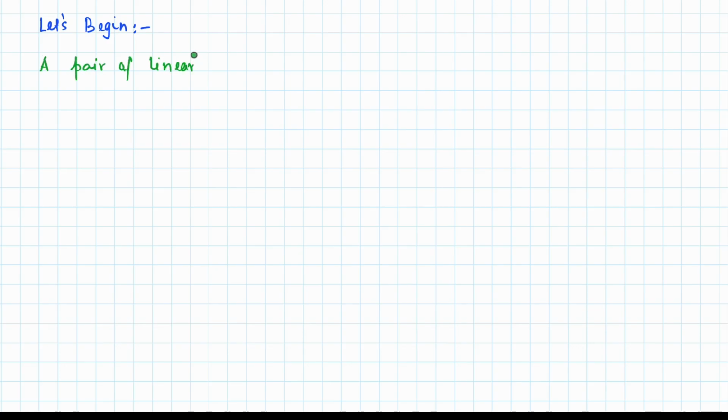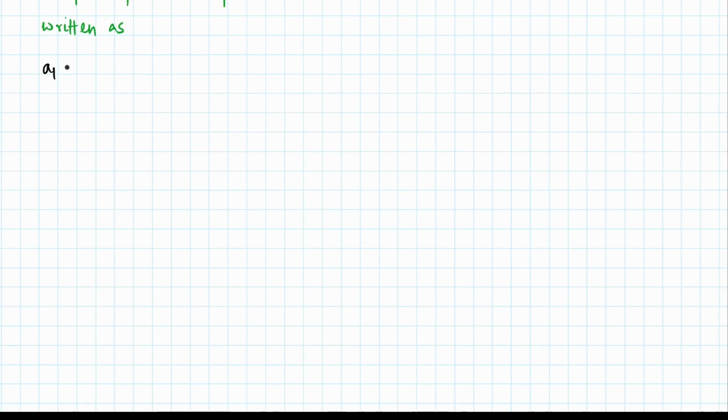A pair of linear equations can be written in the standard or general form. We can write it as a1x plus b1y plus c1 equal to 0 and a2x plus b2y plus c2 equal to 0. These are a pair of linear equations.